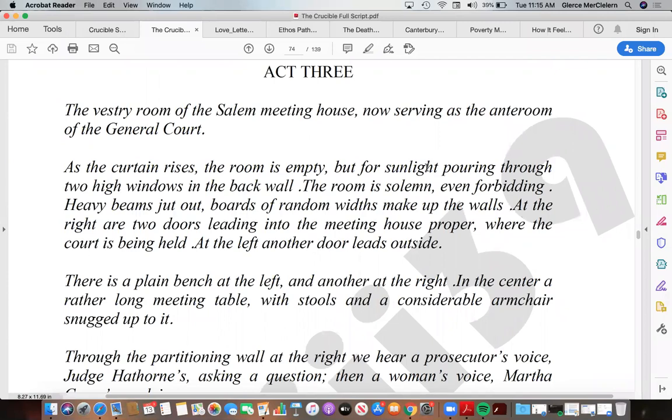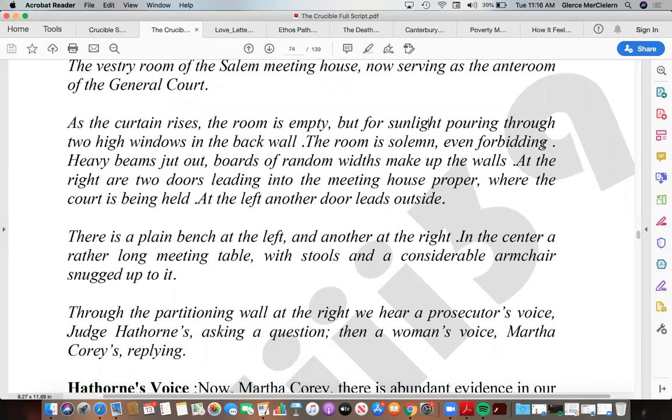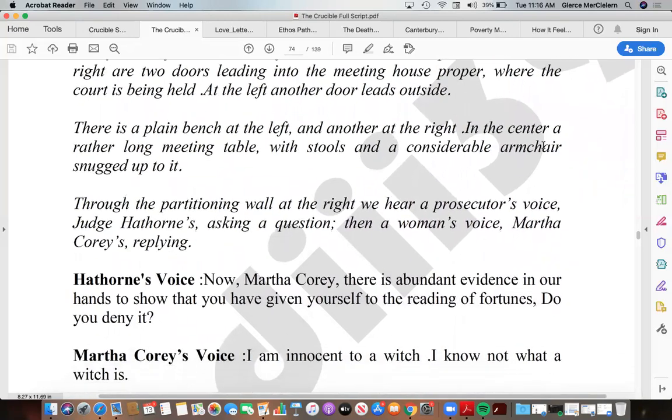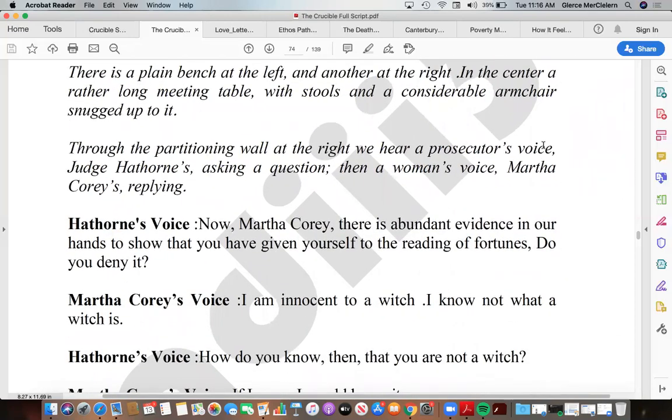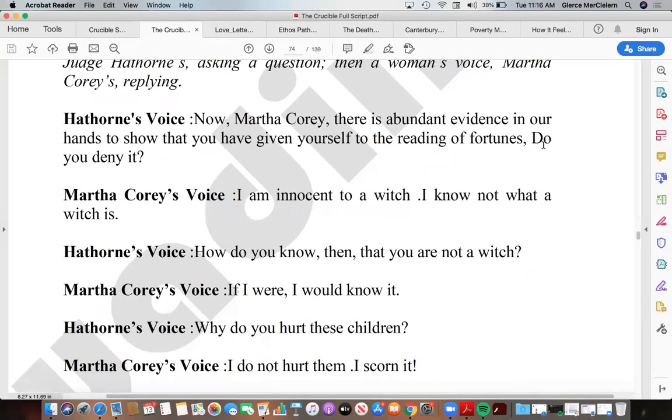Okay. So Act 3, we're starting out in the vestry room of the Salem Meeting House. This is basically court, is where we are. And it even says serving as the anteroom of the general court. As the curtain rises, the room is empty, but for sunlight pouring through two high windows in the back wall. The room is solemn, blah, blah, blah. We don't care about all of this. It's just setting stuff up. Through the partitioning wall at the right, we hear a prosecutor's voice, Judge Hawthorne, asking a question, and then a woman's voice, Martha Corey. So first we have Hawthorne and Martha Corey.